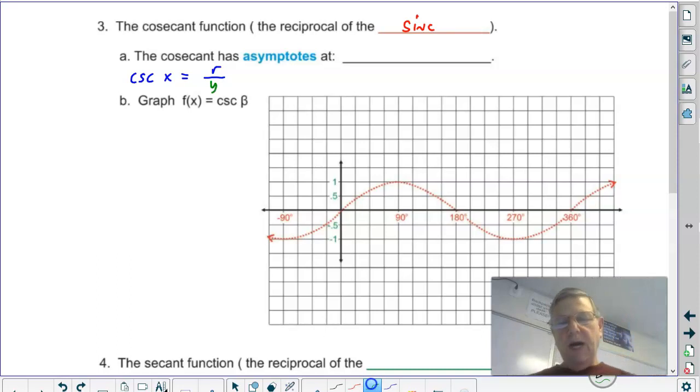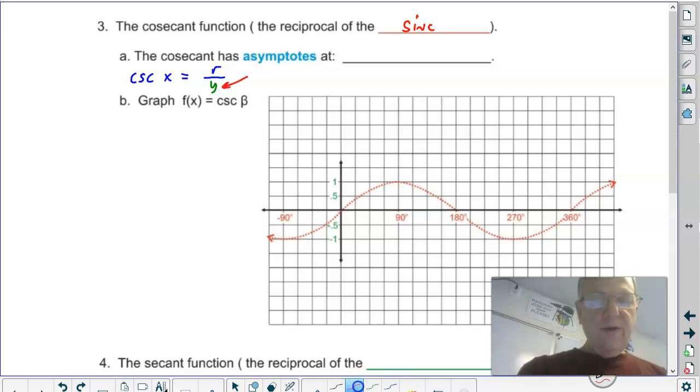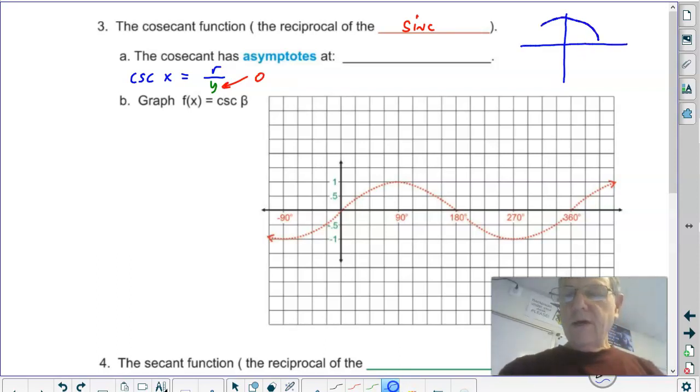Now r is always positive. Always, right? The radius is always positive. So our concern is, when is the y 0? When is the y 0? This is what we're concerned about. When is this 0? All right, so let's just do a quick radial view. Forgive my circles, you know I'm terrible with those.